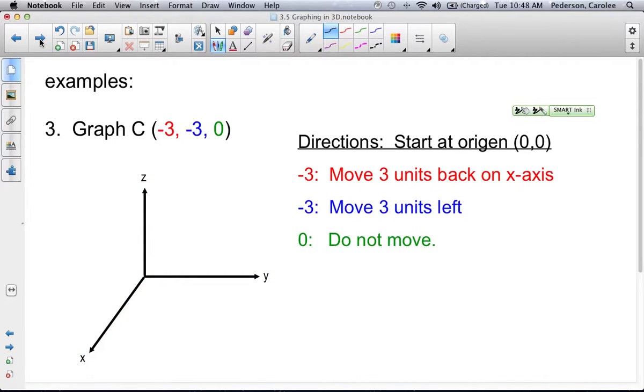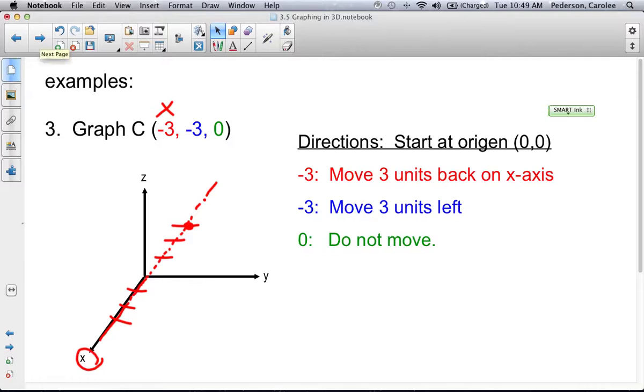Last example. We're going to graph a point C. So here is your x-axis, and in this case it is a negative 3. So we're going to go back along the x-axis 3 units. So imagine this would be a positive direction, 1, 2, 3. But we have to go backwards along the x-axis. So we would continue this line, and we'd go 1, 2, 3. So now we're about there. Now we're going to move to the left 3 units because it's a negative 3 on the y-axis.